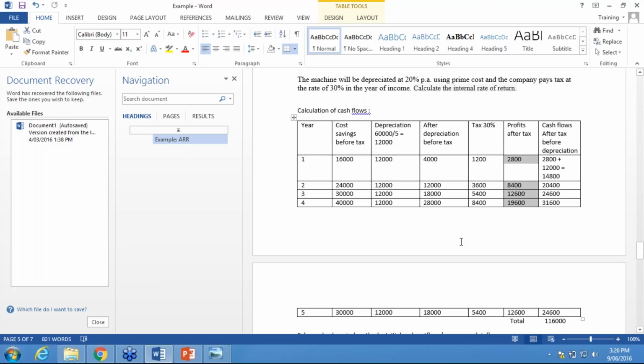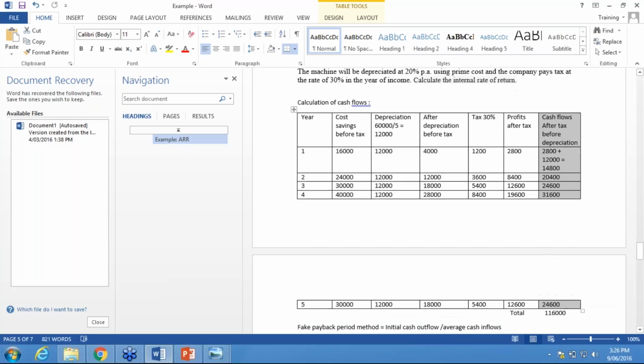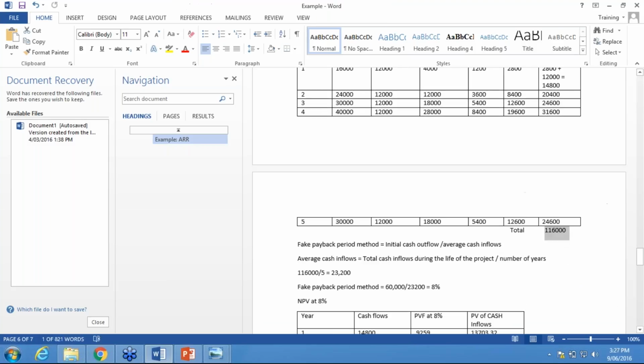As you are aware, in NPV, payback period and IRR, we always consider after tax, before depreciation. But this is the figure after tax. How can I get that figure? You just need to add depreciation and you will have that figure. So that's the depreciation column. I know that it is 12,000 every year. I will add 12,000 in every single year to get that figure. So this is how I have calculated cash inflows in this table. And after that, I have added total cash inflows.